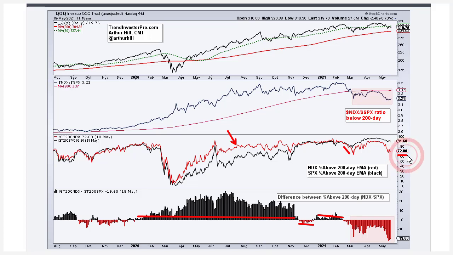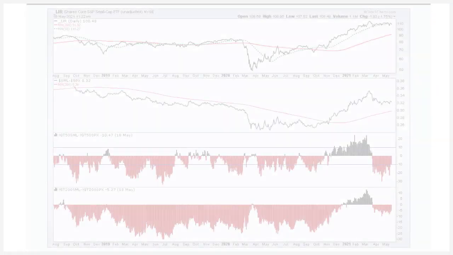So right now, 72% of Nasdaq 100 stocks are above the 200-day and 91.6% are above the 200-day for the S&P 500. And that differential is the most in years. Now, it could change. It's not going to stay this way forever. But right now, clearly, the Nasdaq 100 is the laggard of the two in both price terms with this ratio and breadth terms with these indicators.